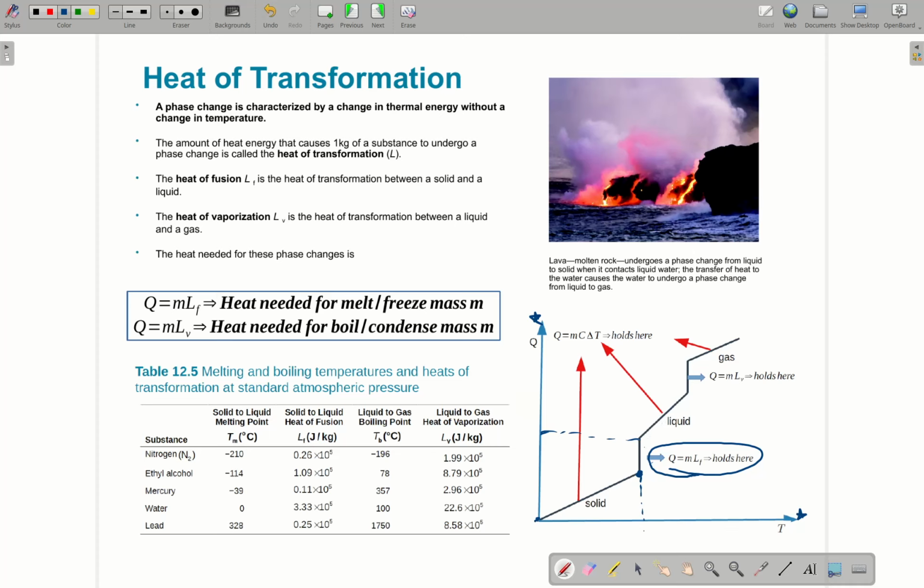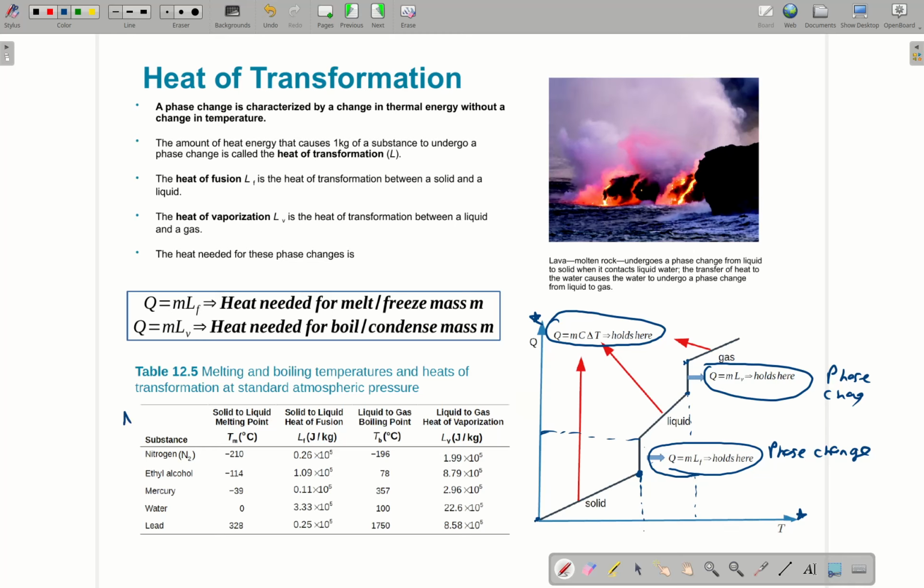And then after melting finishes, heat increases, temperature increases. Then we have boiling and evaporating: temperature stays constant, heat increases. So each time we have a phase change, we have mL for calculating the heat. The same here, phase change. If there's no phase change, temperature will change in all the other areas. Where there's no phase change, the equation that holds is mcΔT.